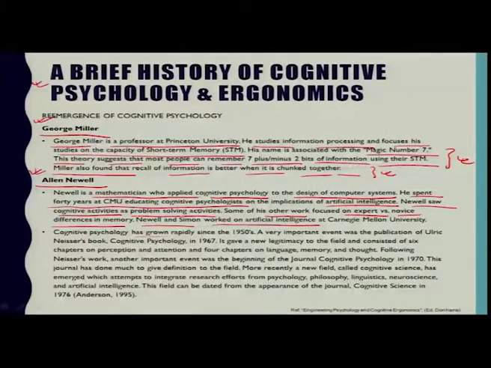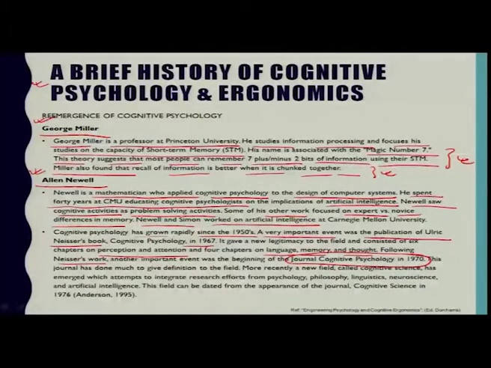Cognitive psychology has grown rapidly since the 1950s. A very important event was the publication of Ulrich Neisser's book Cognitive Psychology in 1967. It gave a new legitimacy to the field and consisted of 6 chapters on perception and attention and 4 chapters on language, memory and thought. Following Neisser's work, another important event was the beginning of the journal Cognitive Psychology in 1970. This journal has done much to give definition to the field.